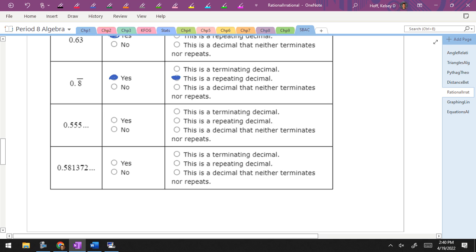0.555... Terminating, repeating, or neither? Repeating. That ... means it's going to continue on. If that was the end, then they would have written that. Yes or no? Yes. 0.581372... Terminating, repeating, or neither? Neither. Can you write it as a fraction? No. If you say neither, then you say no. Why does your calculator go 0.555555556? It's rounding for you. So technically that's a repeating decimal, but your calculator knows it's supposed to round.